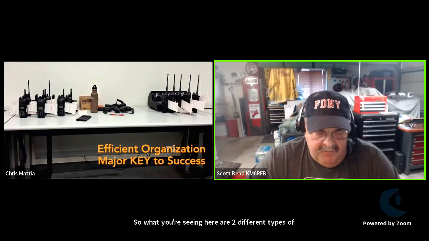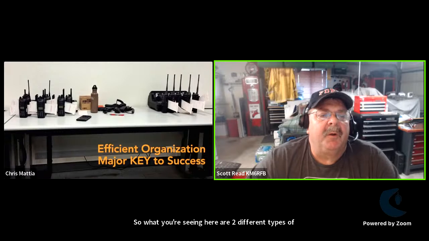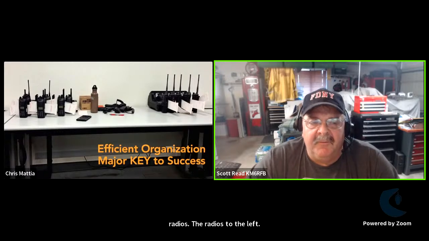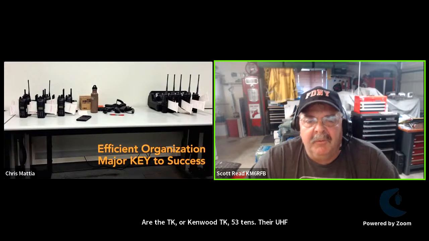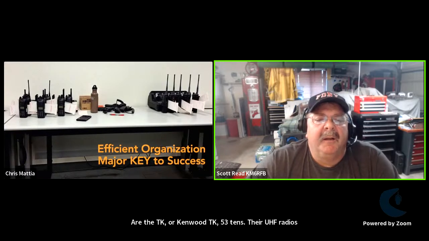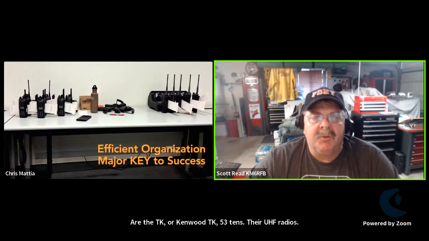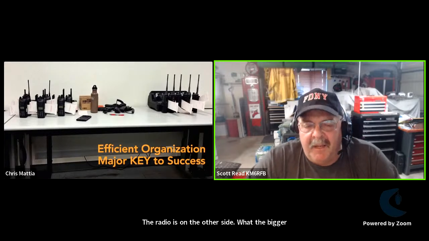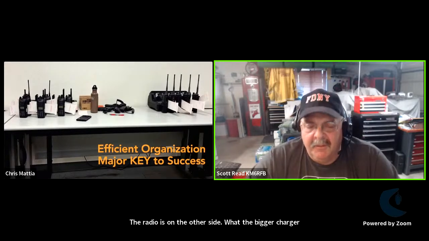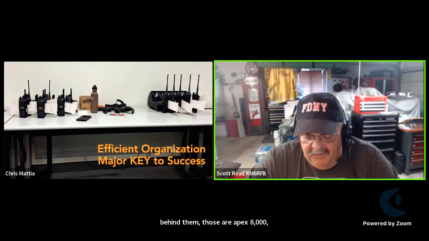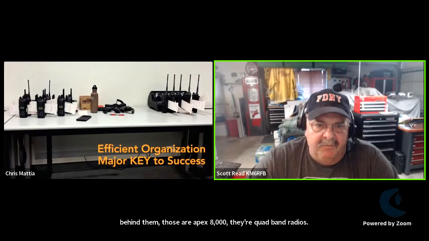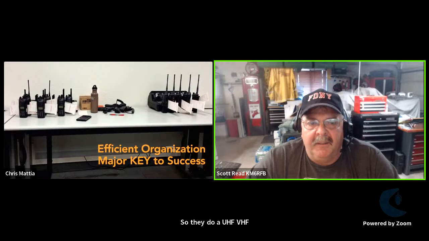So what you're seeing here are 2 different types of radios. The radios to the left are the Kenwood TK5310s. They're UHF radios. The radios on the other side, with the bigger charger behind them, those are Apex 8000s. They're quad band radios. So they do UHF, VHF, 800 and 700 meg.